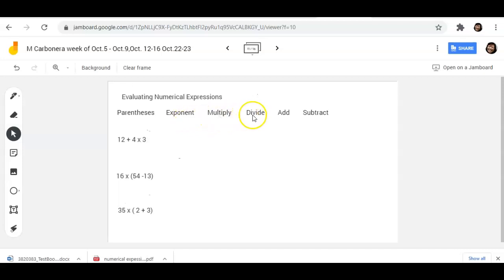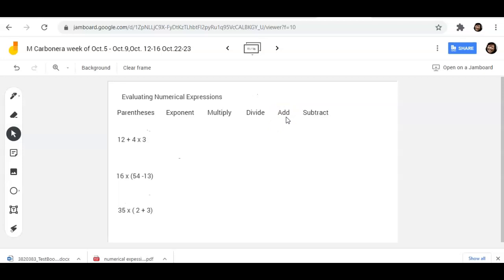The multiplication and the division can be switched, can be flipped, or can be interchanged depending on which comes first from left to right. If multiplication comes before division, multiply before you divide. But if division comes before multiplication, you are going to divide before you multiply. And after doing these two operations, you can do the addition and subtraction. And these two operations can also be interchanged depending on which comes first.